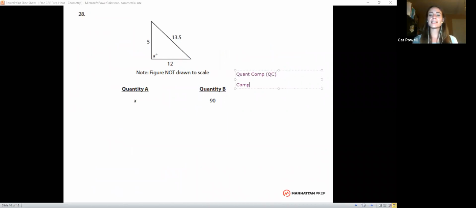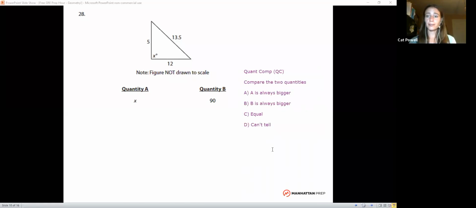And here our task is to compare the two quantities. Say, which of these is bigger? And there's going to be four answers. Answer choice A is going to be A is always bigger. B is going to be B is always bigger. So far, so good. C is going to be that they're equal. And D is going to be that you can't tell. So that is our task in this problem. Go ahead, if you haven't already, start solving. Same thing, if you get an answer, go ahead and chat it to me.